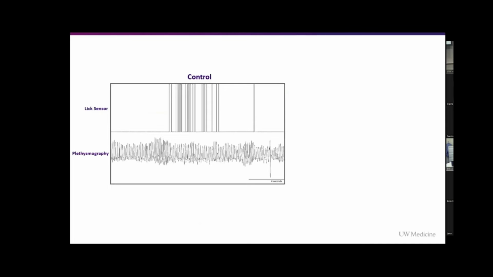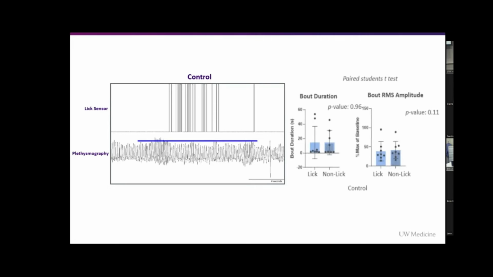And here we have a pleth reading from our control group. We want to note that we didn't see a difference in the pleth reading, the breathing in the mice, comparing non-licking to licking. And we noted that this was reflected in our data as well. There is no significant change in this group comparing licking to non-licking, and there's also no difference in the breathing in these mice and the root mean square amplitude as well.